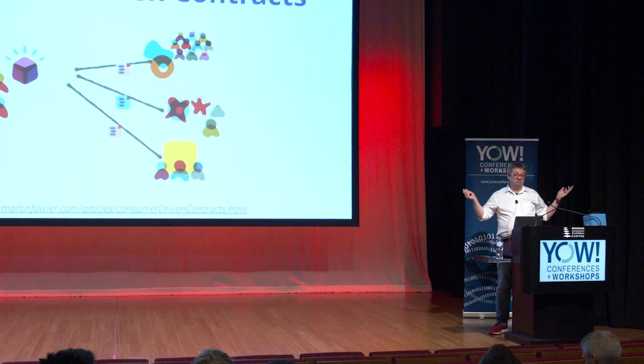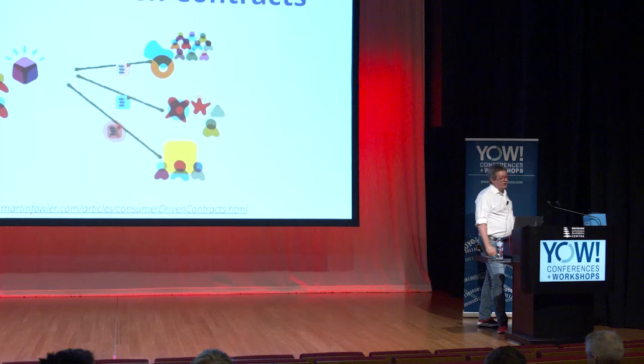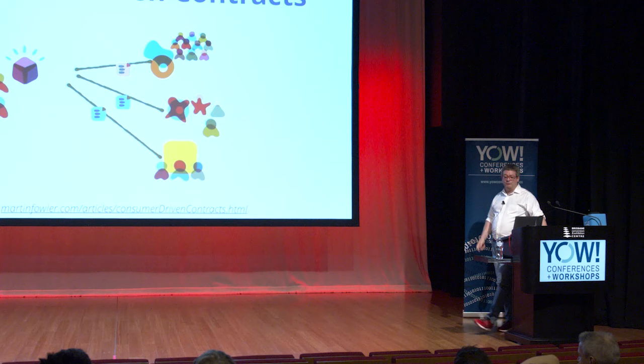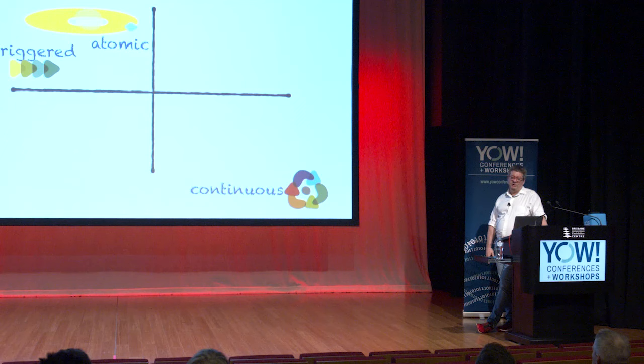If it does break one of these integration tests, then that becomes a placeholder for conversation. Let's get these teams together again and reestablish this contract so that we can continue working without having to think about each other all the time. And we just get notified when something interesting breaks. So those are all examples of triggered atomic fitness functions. Let's look at a triggered holistic fitness function.